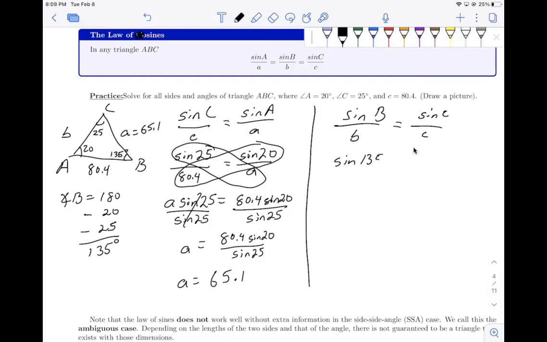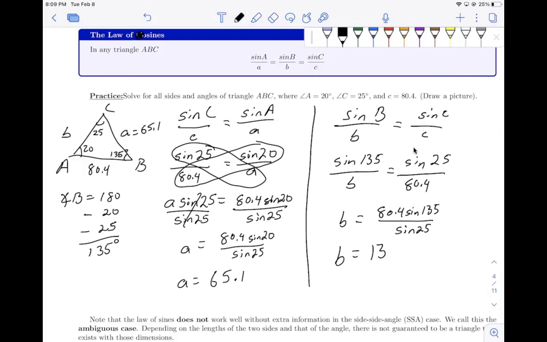So I'm just going to plug in now. Sine of 135 over B is equal to sine of C, which was 25, over C, which is 80.4. Do a little cross multiplication. We get that B is equal to 80.4 sine of 135 over sine of 25, or that B is equal to, sorry, I'm just looking up the answer, 134.5. Would have been quicker if I just plugged it in.